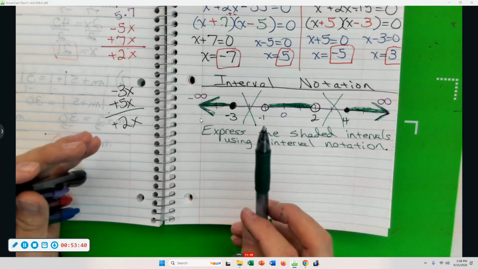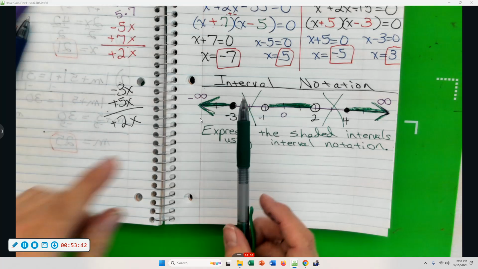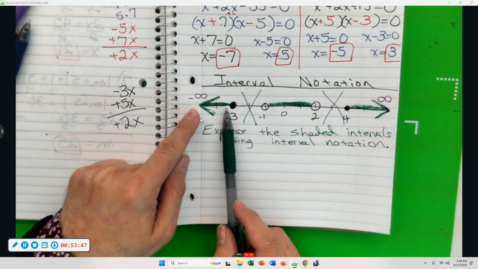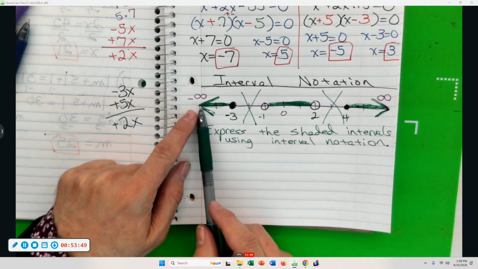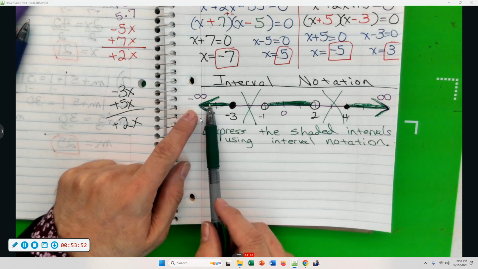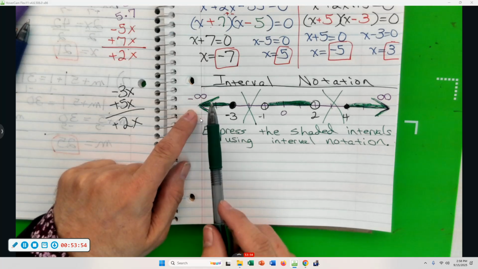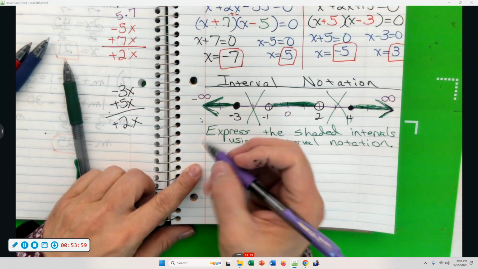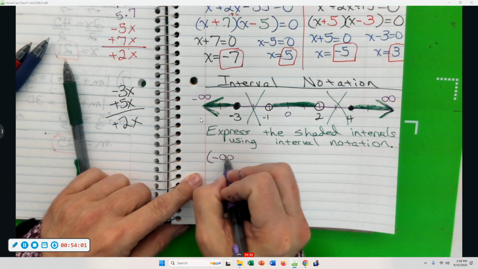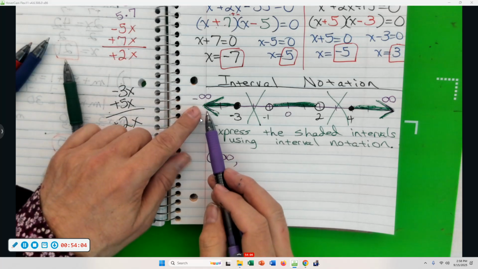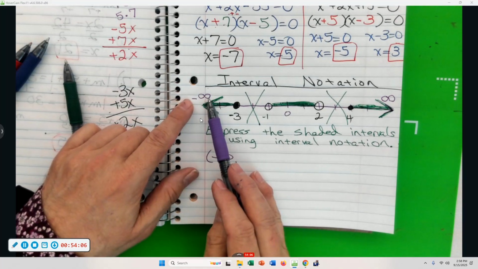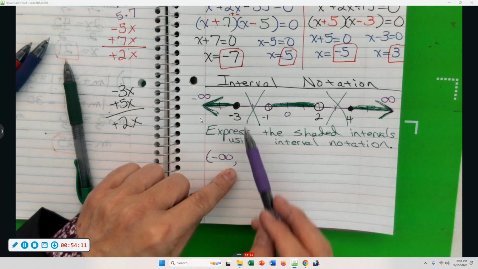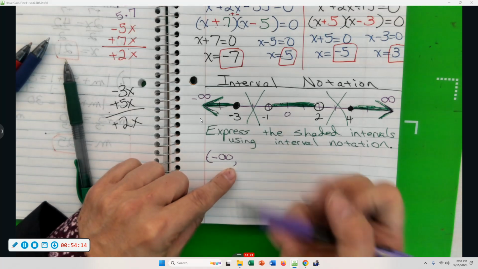With interval notation, it's essential that you go small to big. You look at that first shaded interval here. The left-hand endpoint, well, that thing never stops. It keeps going and going forever to the left. So whenever it's going forever to the left, you'll put a parenthesis and a negative infinity. There's no left-hand endpoint. You always precede a negative infinity with the parenthesis, and then you type a comma. The right-hand endpoint is a -3.